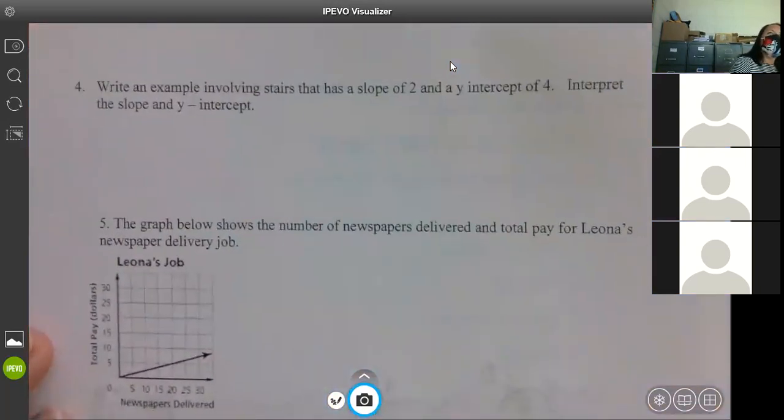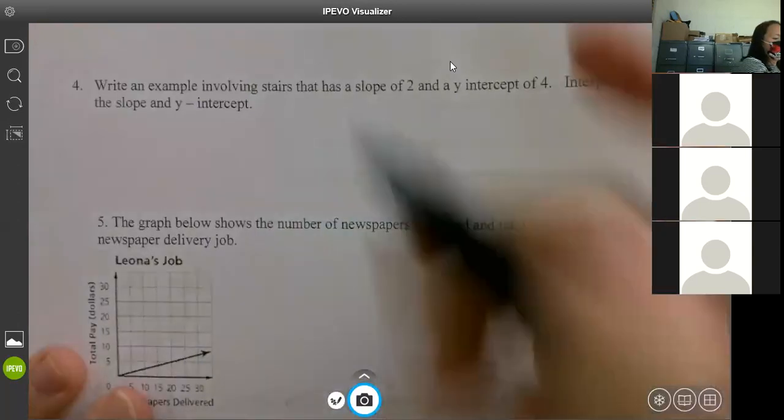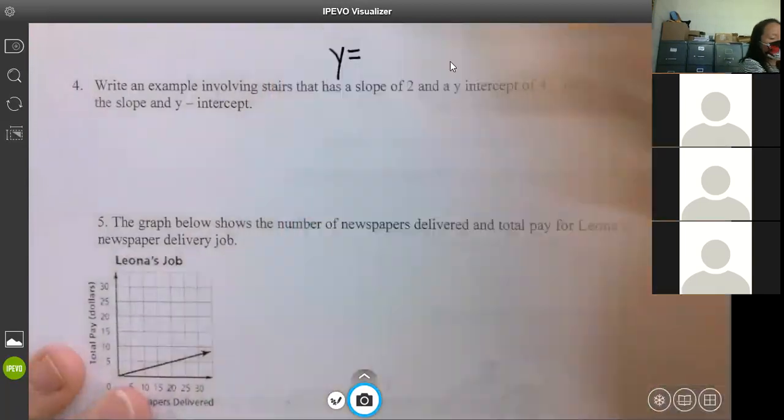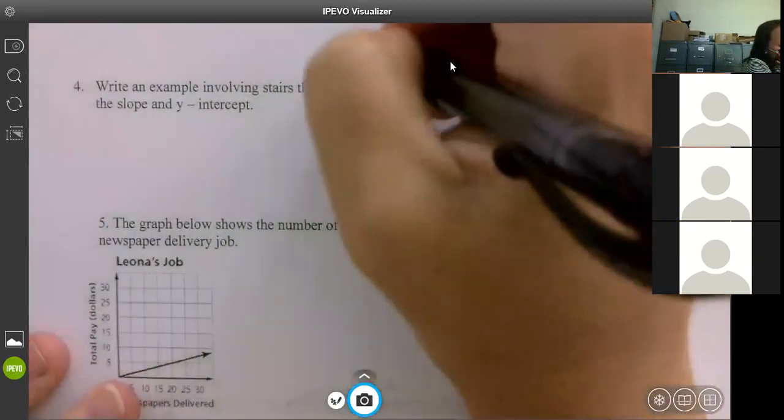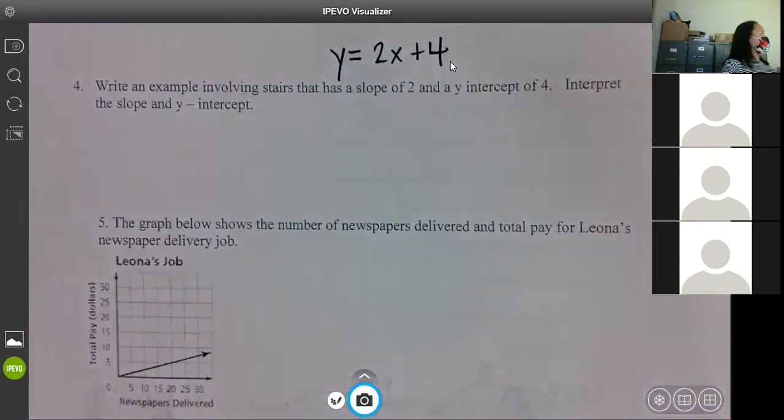This one says, write an example involving stairs that has a slope of 2 and a y-intercept of 4. So what would that equation be? Y equals 2x plus 4. So think about what we just did. Our start, our increase, and so on. And just use stairs for this example.